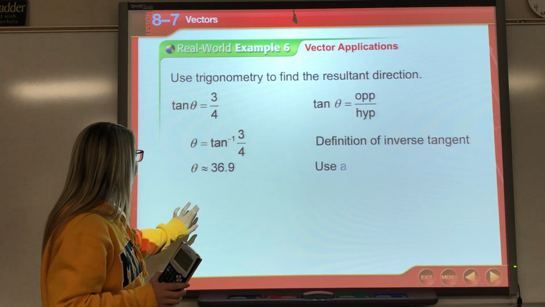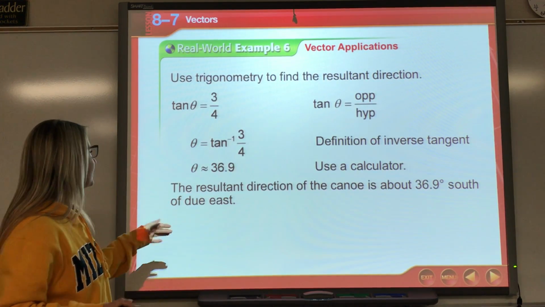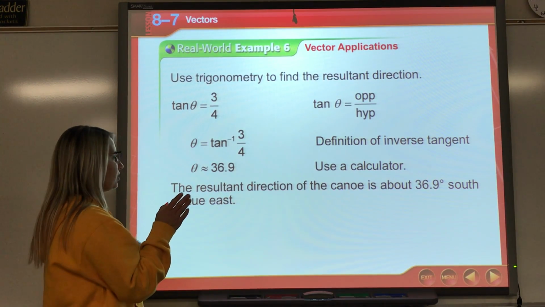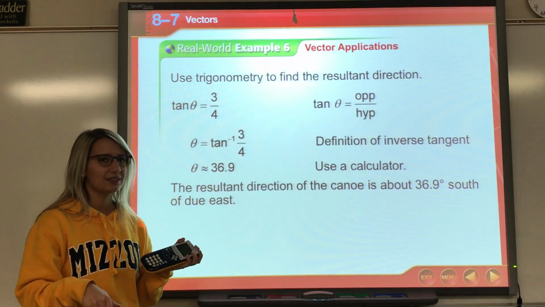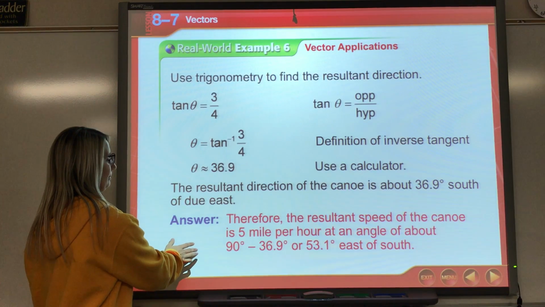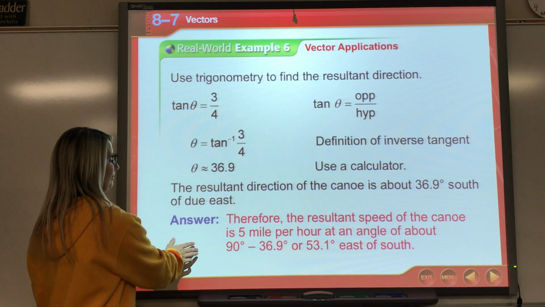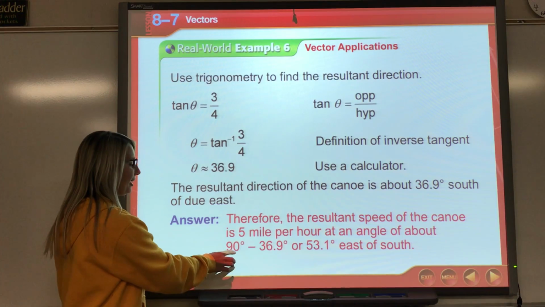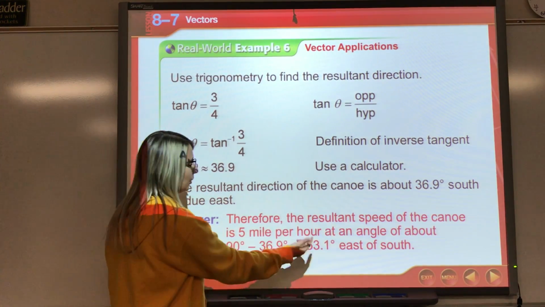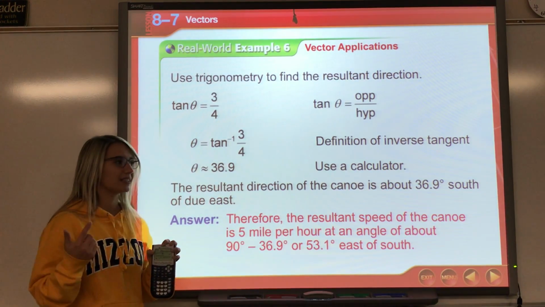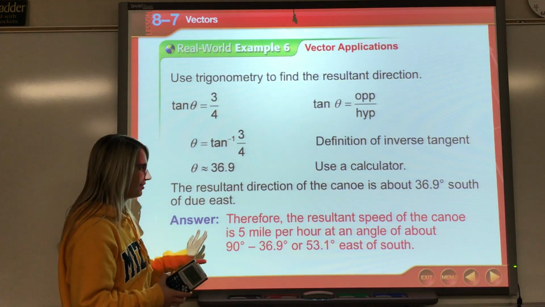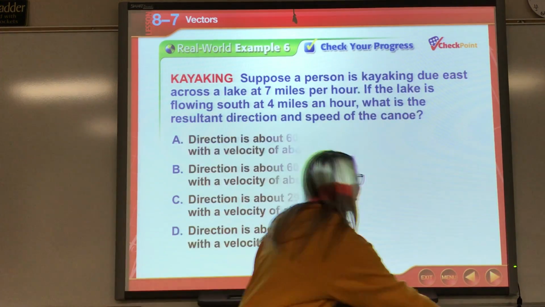Okay, so here's what we were finding. Like I said, it was about 37, and the way that we say that is it's about 37 degrees south of due east, which is how we drew our picture. Another way of saying that is if we took 90 degrees minus that 36.9, we would get 53.1, and a different way of saying that is east of south. Think about it directionally. Hopefully that's not too confusing for you guys.